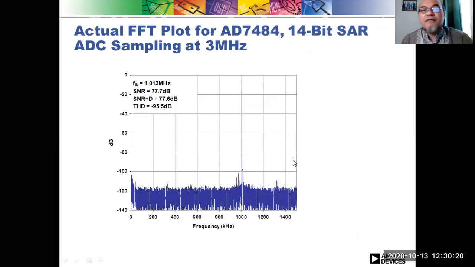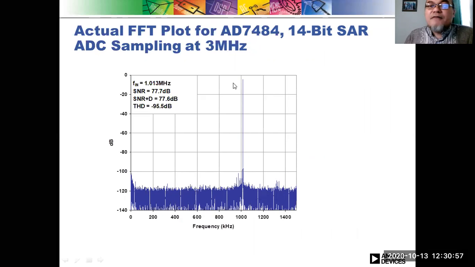This is an example of an actual FFT plot for a component made by Analog Devices, the AD7484, which is a 14-bit successive approximation register analog to digital converter sampling at 3 megahertz. So the sampling is 3 million samples per second, and the sampling period is less than 1 microsecond, about 333 nanoseconds.